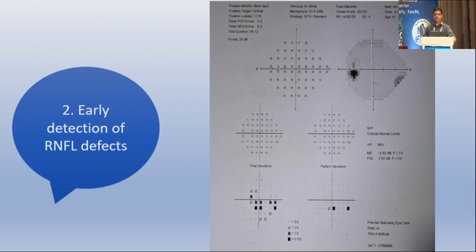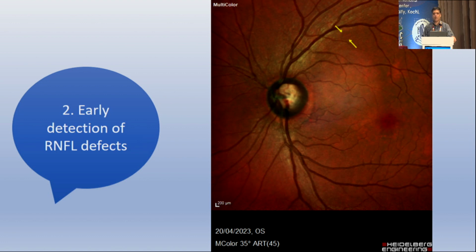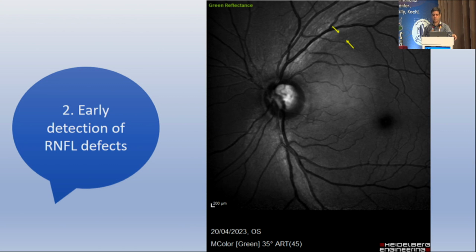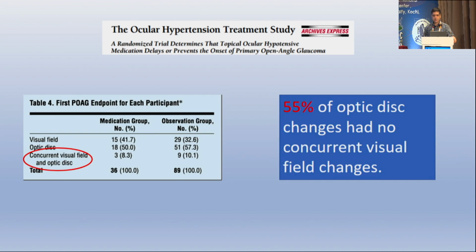Look at this field. These are not well-defined defects here. There are some depressed points in the nasal areas, but not very well-defined defects. But in the fundus image, you can clearly make out a supratemporal RNFL defect, which is further accentuated on the red-free image. Again, it is well documented that in landmark trials, if you don't take optic disc images, you are likely to miss a lot of cases. In the Ocular Hypertension Treatment Study, for example, 55% of patients who had optic disc changes had no concurrent visual field changes. So this has been well documented, and therefore this test is very important.